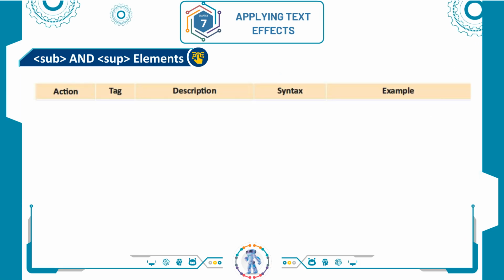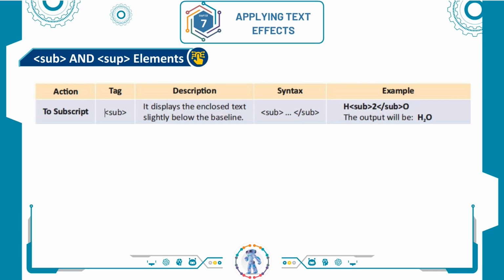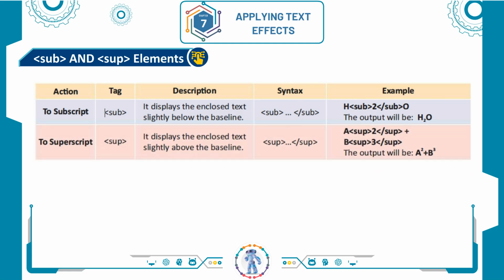Action, tag, description, syntax, example. To subscript, use <sub>. It displays the enclosed text slightly below the baseline. For example, H<sub>2</sub>O, the output will be H2O. Or to superscript, use <sup>. It displays the enclosed text slightly above the baseline.